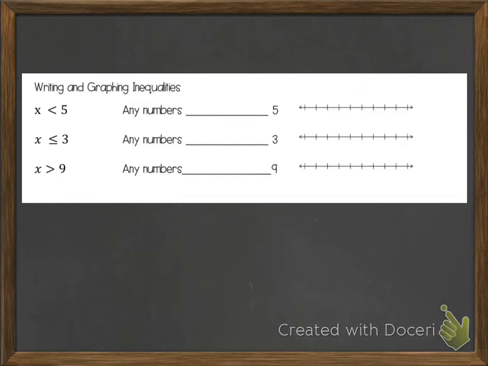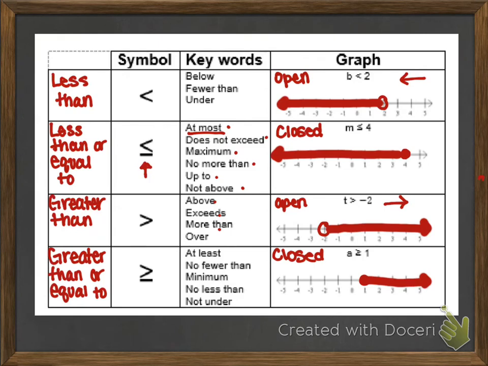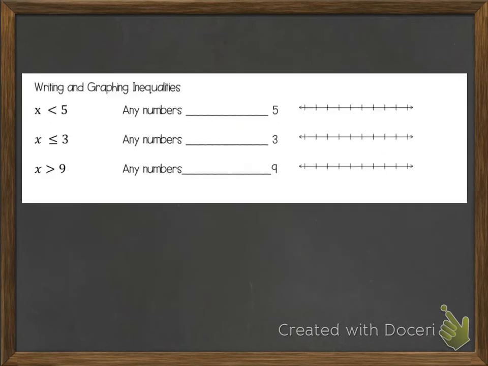So, write and graph inequalities. X is less than 5. Again, I can look back here. X is less than 5. I can use the keyword below. So that means any numbers below 5. And going to the graph, I'm going to place 0, 1, 2, 3, 4, 5, 6, 7, 8, 9. Below 5 is an open circle pointing to the left.